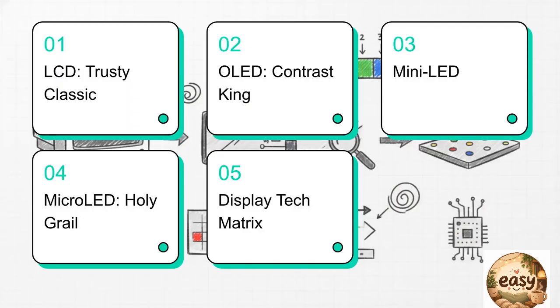Here is our evolutionary roadmap for this explainer. Number 1, LCD, the Trusty Classic. 2, OLED, the contrast king. 3, mini-LED, the bright challenger. 4, micro-LED, the holy grail. And finally, number 5, the display technology matrix.